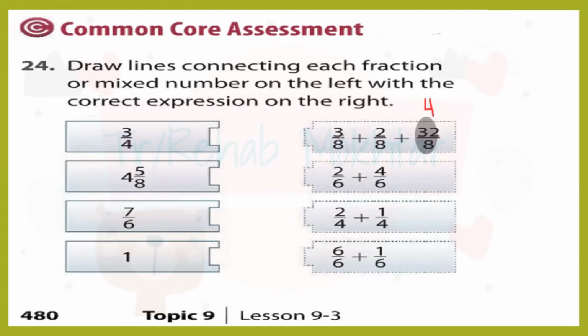Now we have 2 fractions, 2 proper fractions. I will keep 8 as it is and add the numerators together. 3 plus 2 equals 5. 5 out of 8 plus 4, it will be a mixed number, equals 4 and 5 out of 8. Which one of them? The second one.